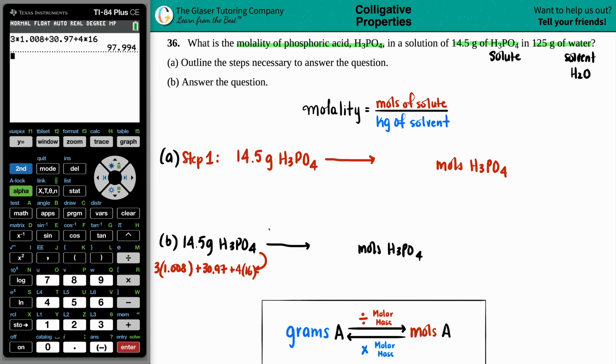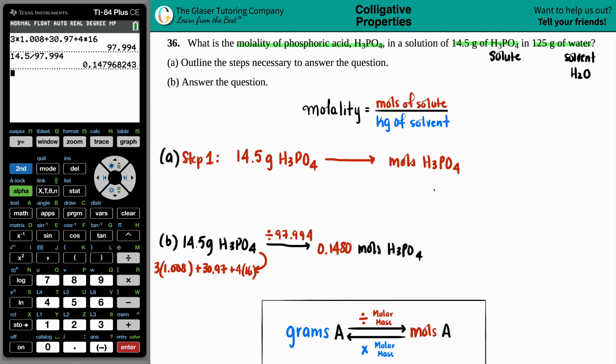So I'm going to take my 14.5 and divide it by the 97.994. Okay, and then we get 0.1480 if we round to 4 sig figs. And that's the first step.